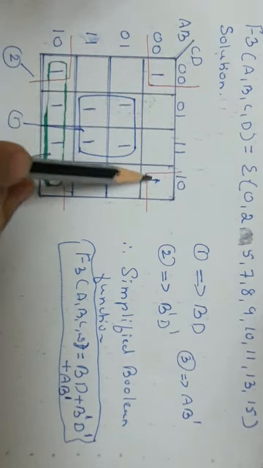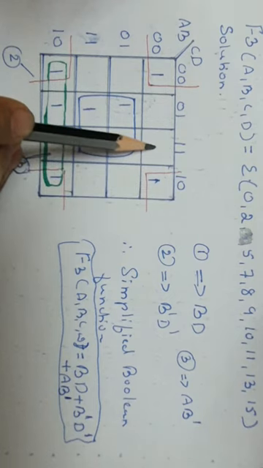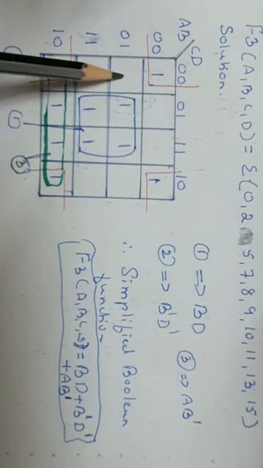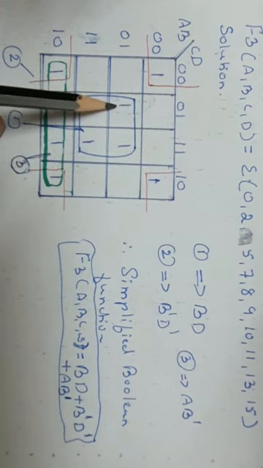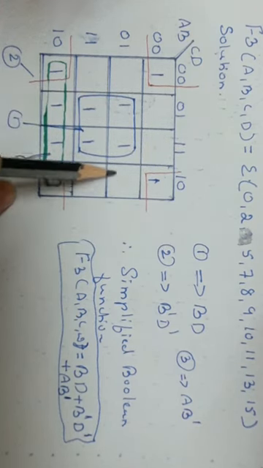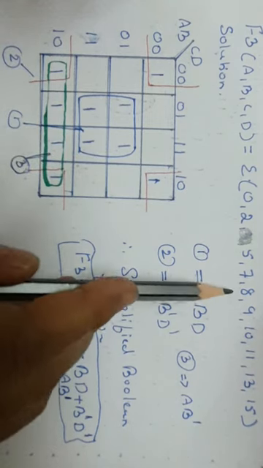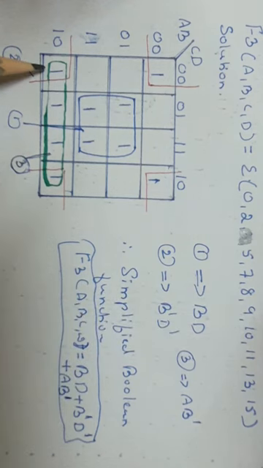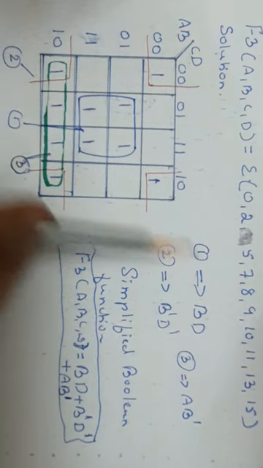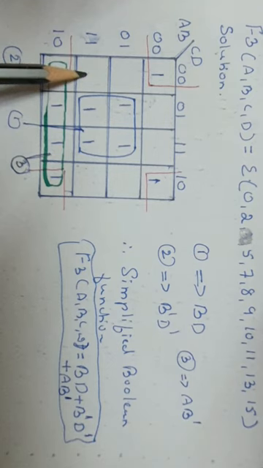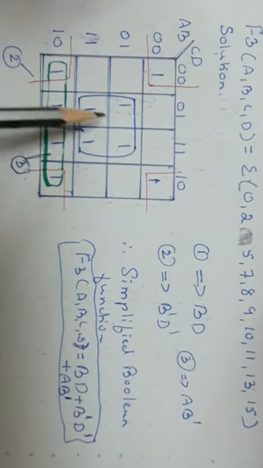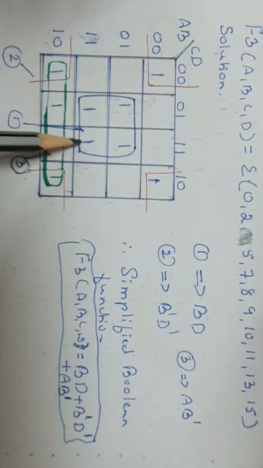Here M1 is not present, 2 is present so 1, 3 is not present, 4 is not present, but 5 is present, so here 1. 6 is not present, 7 is present, 8 is present, 9, 10, 11. See here, 8, 9, 10, 11. So in minterms 8, 9, 10, 11, we have to fill 1. Then 12 is not present here, so don't fill 1 here. 13 is present, so that is why 1. 14 is not present. 15 is present, so that is why 1.